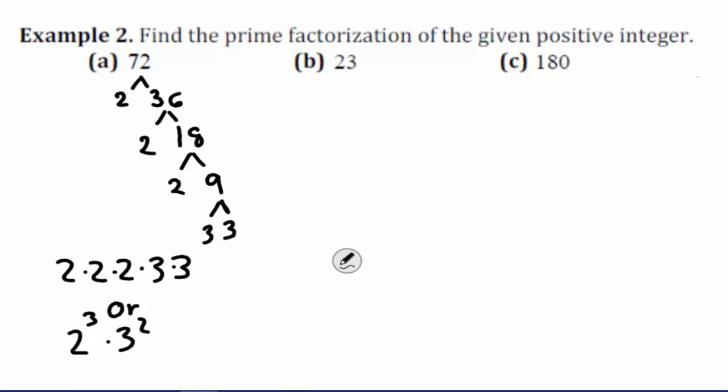Alright, so the next example, 23. When we go to try to do prime factorization with that, you probably notice that it's only 1 times 23. So since it's prime, we can't make a factor tree out of it really.